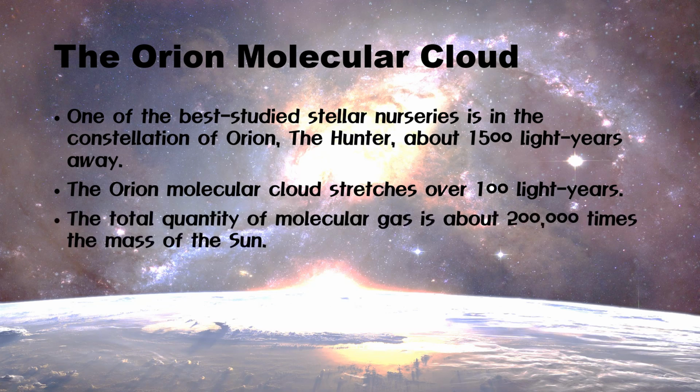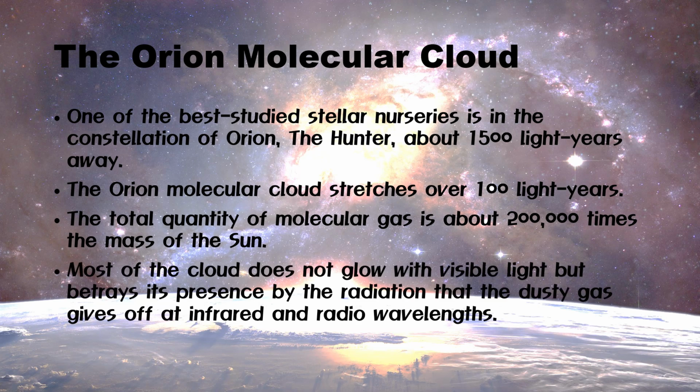Now, the total quantity of molecular gas that we find in the Orion molecular cloud is about 200,000 times the mass of our own Sun, so there is a lot of material present here. Now, most of the cloud does not glow with visible light, but actually betrays its presence by the radiation that the dusty gas gives off at both the infrared and radio wavelengths.